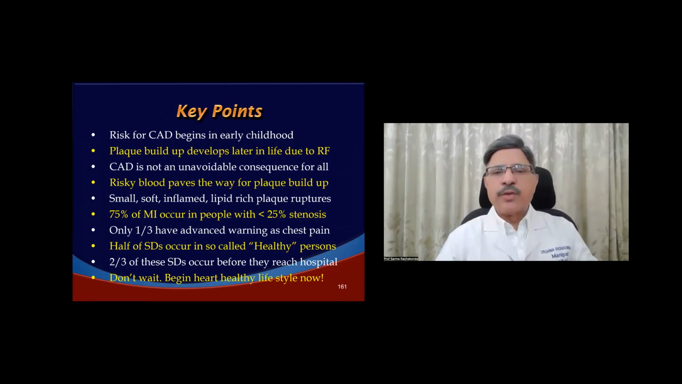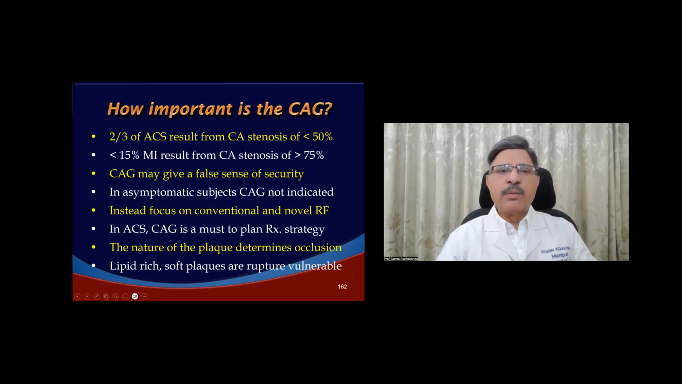Small, soft, inflamed, lipid-rich plaques are there. 75% of the MI occur in people with less than 25% stenosis. One-third have advanced warning signs. Half of the sudden cardiac deaths occur in healthy persons. Two-thirds of the sudden cardiac deaths occur before they reach the hospital. Don't wait. Begin a heart-healthy lifestyle right now.